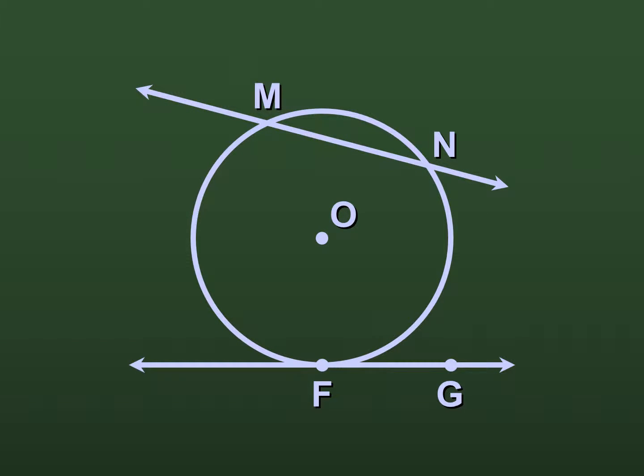Secant and a tangent. So, of course, the line MN would be our secant because it's intersecting the circle at 2 points. And then we have the tangent line FG, where our point of tangency is point F.